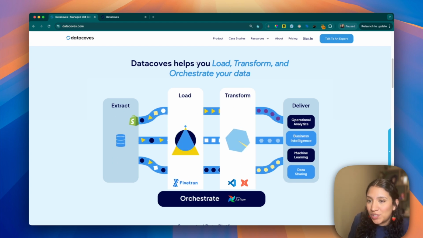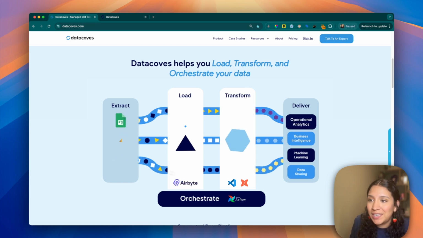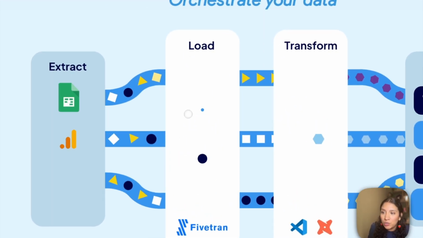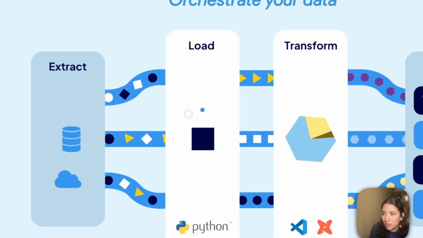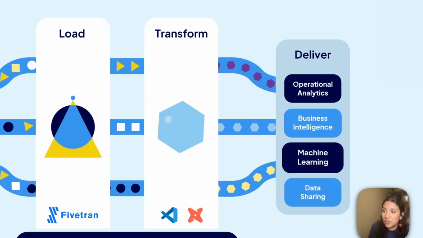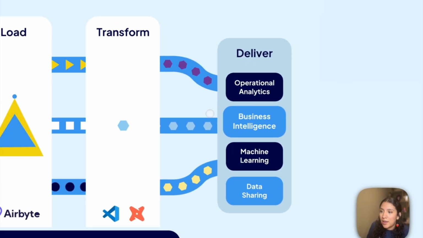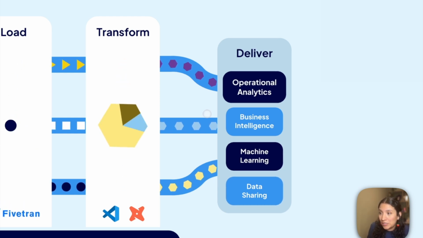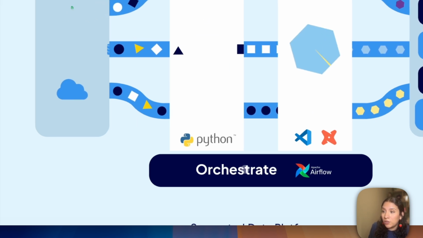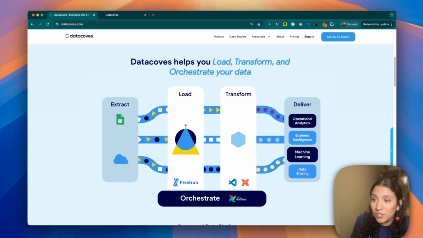Datacoves helps you load, transform, and orchestrate your data through our modern end-to-end data platform, which covers the entire ELT and visualization stack. For the EL, you can use any tool such as Fivetran, Data Load Tool, or our included Airbyte. To transform your data, you would use our managed dbt core solution. And to deliver data insights, you can use any visualization tool such as Power BI, Tableau, or our included Superset. To bring this all together, we provide a managed, scalable Airflow that will allow you to orchestrate your ETL processes and visualizations from start to finish.